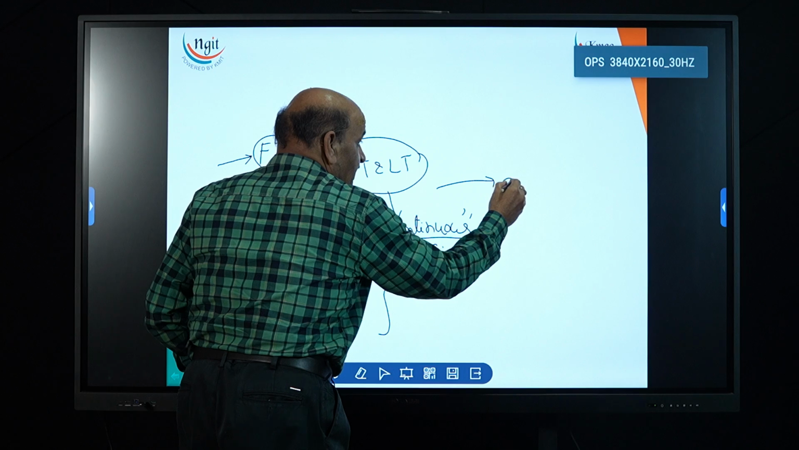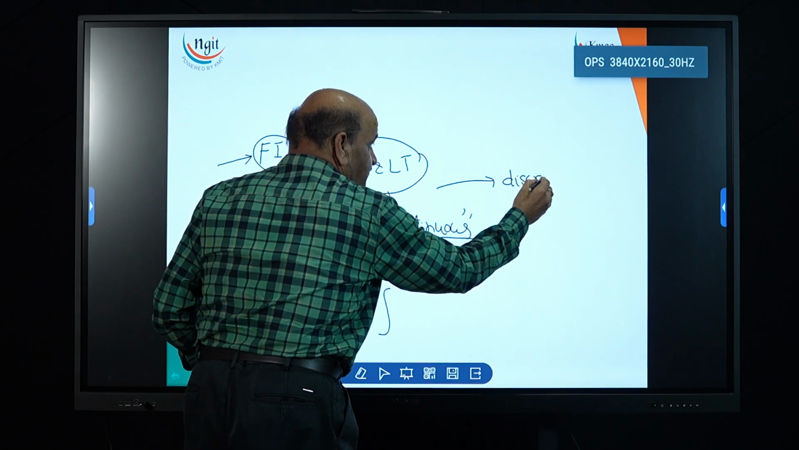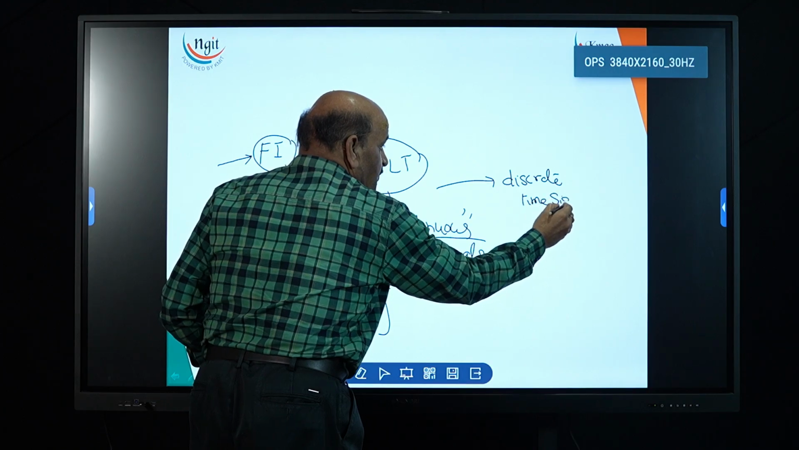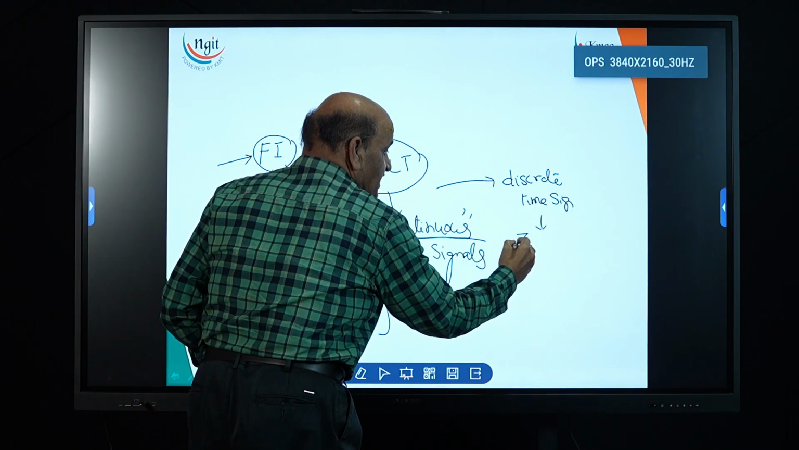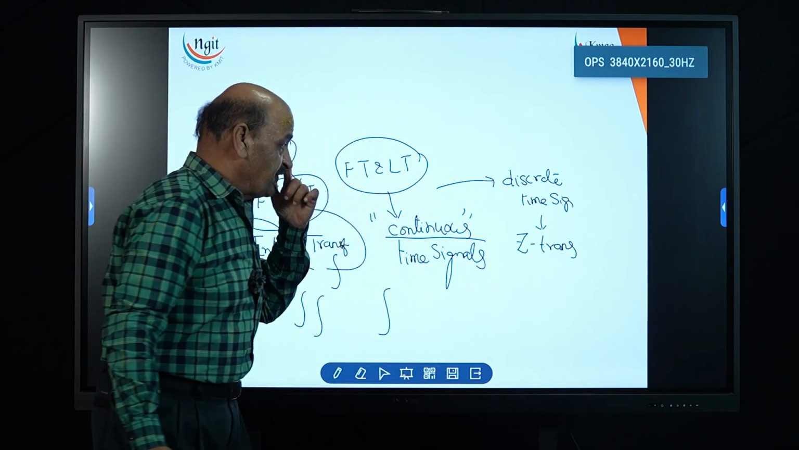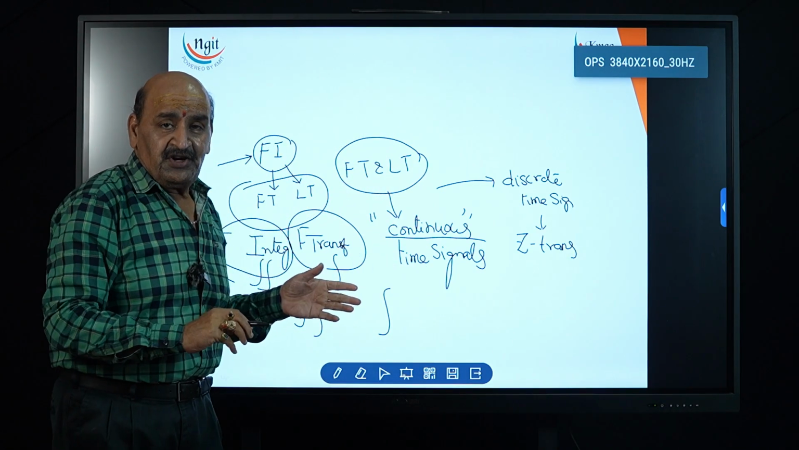You also have another one. What is this one? Discrete time signal. For discrete time signals, which one do we use? Z transform. This is for discrete. We use Z transforms. Students have to understand these two.